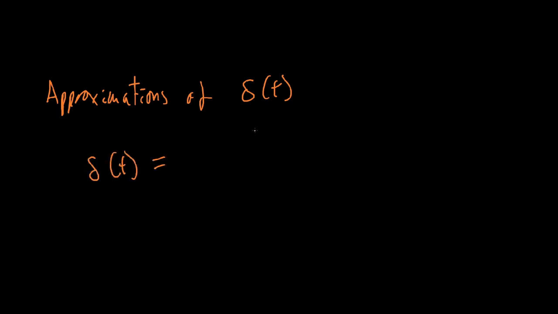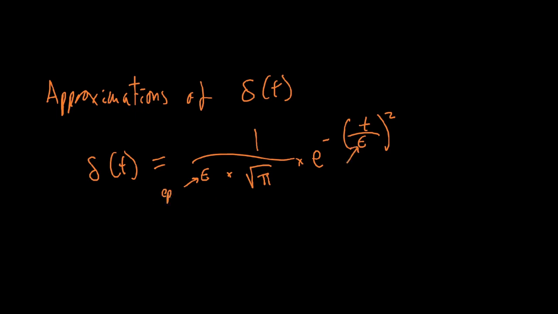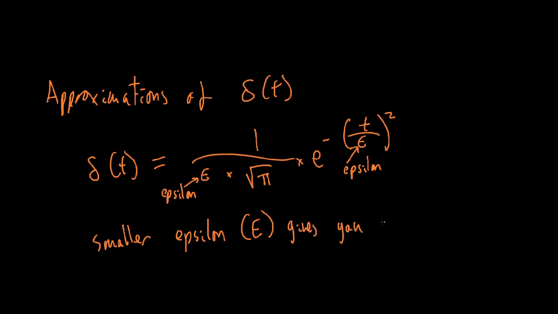So delta Dirac equals 1 over epsilon multiplied by the root of pi, that fraction multiplied by e to the power of minus t over epsilon, squared. Now don't worry about this scary looking equation. All you've got to do is stick in different values of epsilon. By changing these values, you get a different or a better approximation. So a smaller epsilon, like that, gives you a thinner and taller spike.